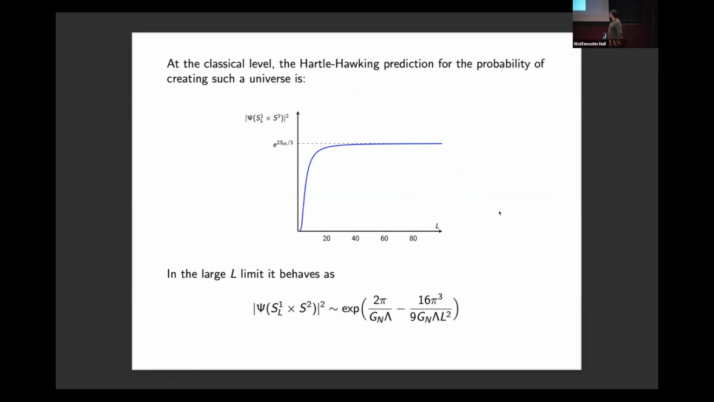So the problem with this wave function is, at the classical level, if we compute the on-shell action, it has this behavior. When the size of this one is small, this goes to 0, which is fine. But then as we increase the size of this one circle, it saturates at some value that is the exponential of 2/3 of the de Sitter entropy, or 2 pi over G Newton lambda. This happens to be the action of gravity on S2 cross S2, which will be important later. But the important thing here is that it's independent of L. The L dependency is subleading at large L.